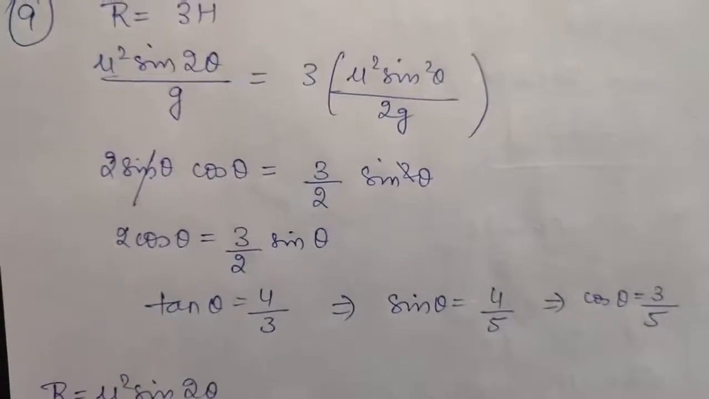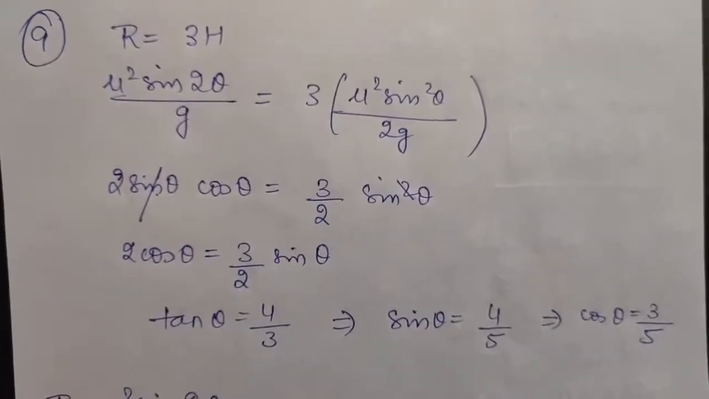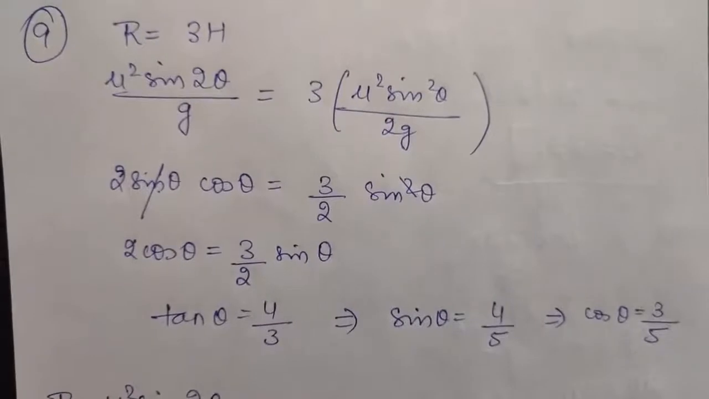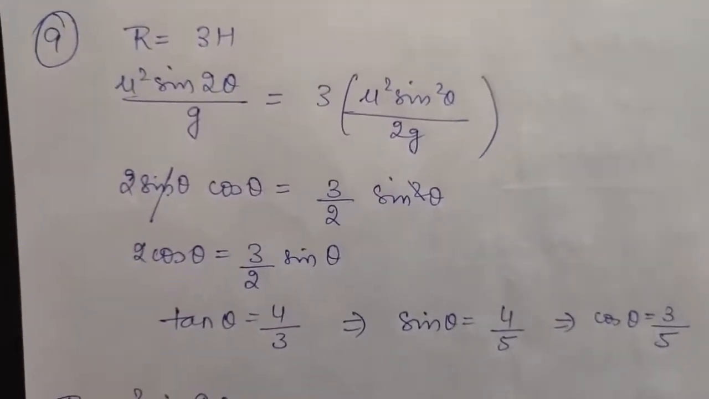In question number 9, you are given that the horizontal range is thrice as compared to the maximum height in an angular projectile. So you have to calculate the value of the horizontal range. Okay, speed is given to be u.